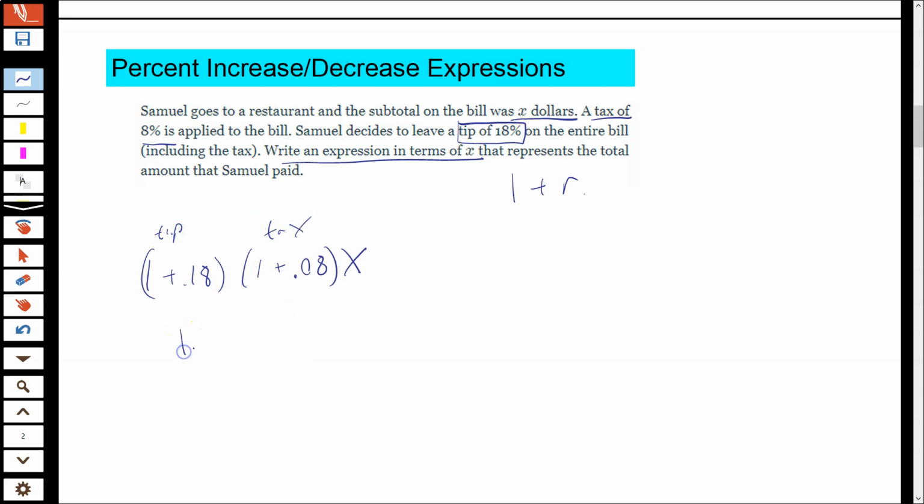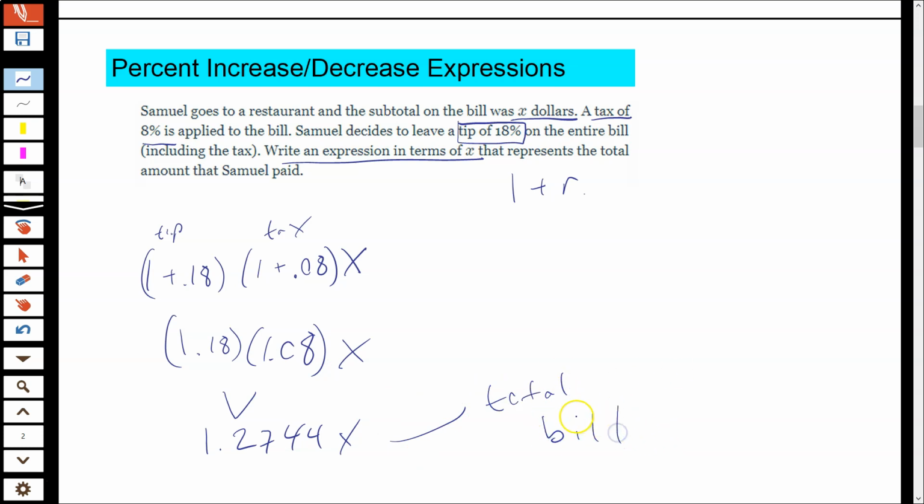And then I just simplified some, so 1 plus 0.18 becomes 1.18 times 1.08 x, right? And then the last thing I would do to make this look very nice is I'd multiply these together. So we're multiplying just across. I get 1.27 for x. Okay, so that's his total bill.